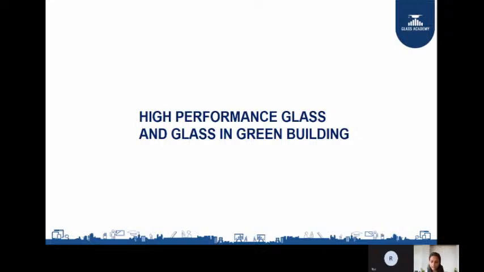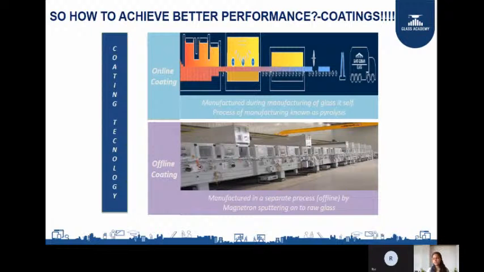Okay, welcome back. So now we have the next topic, high performance glazing and the glass in the green building. How this high performance glazing and high performance glass will help you in the green building rating system, how you can get points through it. So first, what is high performance glazing, and how you can achieve it.